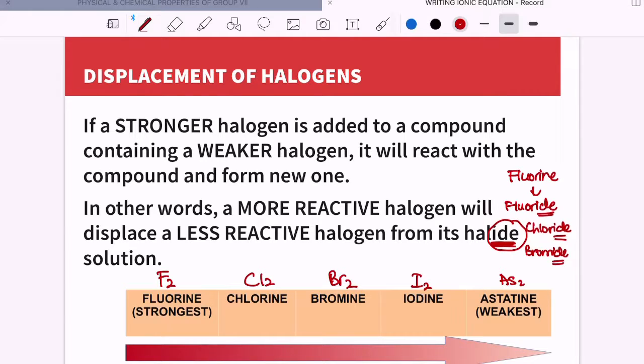The "ide" is the compound form, such as sodium chloride. This is the compound, right, which you often see as NaCl. That's what I mean by a halide solution. This is a halide-containing solution, which is sodium chloride. This is just an example. So I'm going to erase this. Okay. So as you can see from the chart, fluorine is the strongest, then the weakest should be astatine.